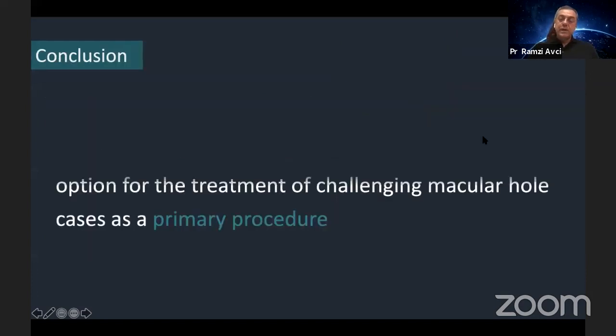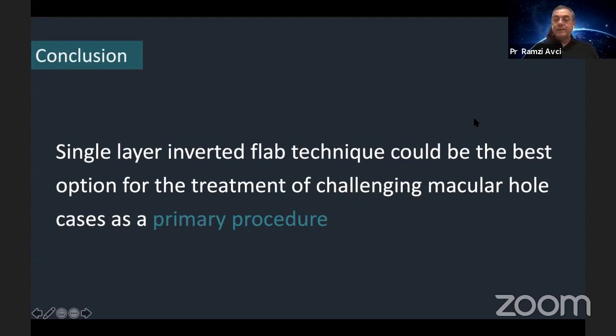So in conclusion, the single layer inverted flap technique could be the best option for the treatment of challenging macular hole cases as a primary procedure. I note again, as a primary procedure, we should choose this technique. But even in some failed cases, as I showed you, if the size of the previously operated area is not so large, we can prefer this technique again to obtain a better functional result, at least in my experience. Thank you for your attention.